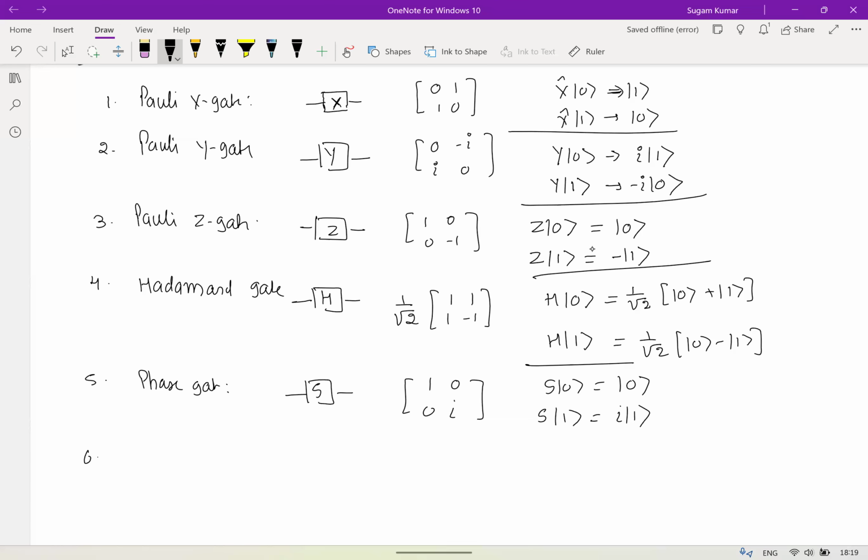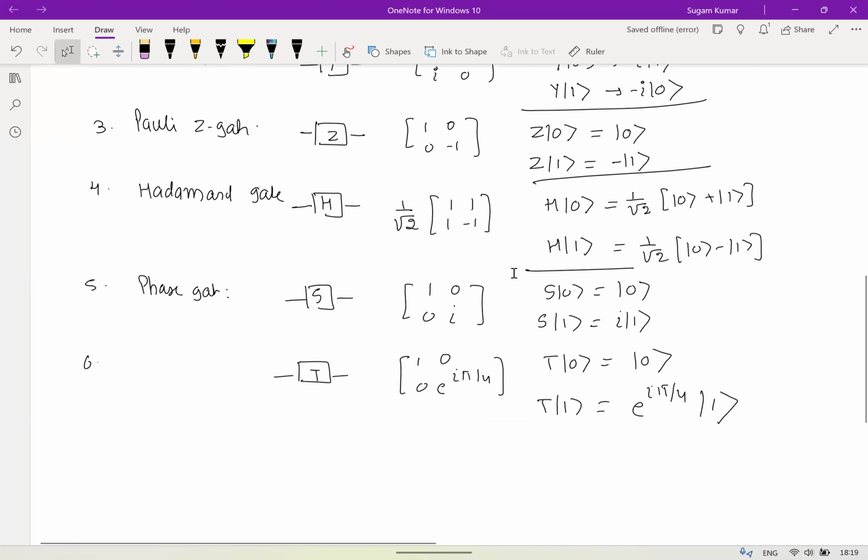And another is the T gate, another phase gate. This is actually going to add pi by 4. So this is going to be 1, 0, 0, e power iota pi by 4, as you can see here. When T operates on the 0, it again does nothing, but when T operates on the 1, it is going to again add this phase, pi by 4. So these are the single qubit gates.